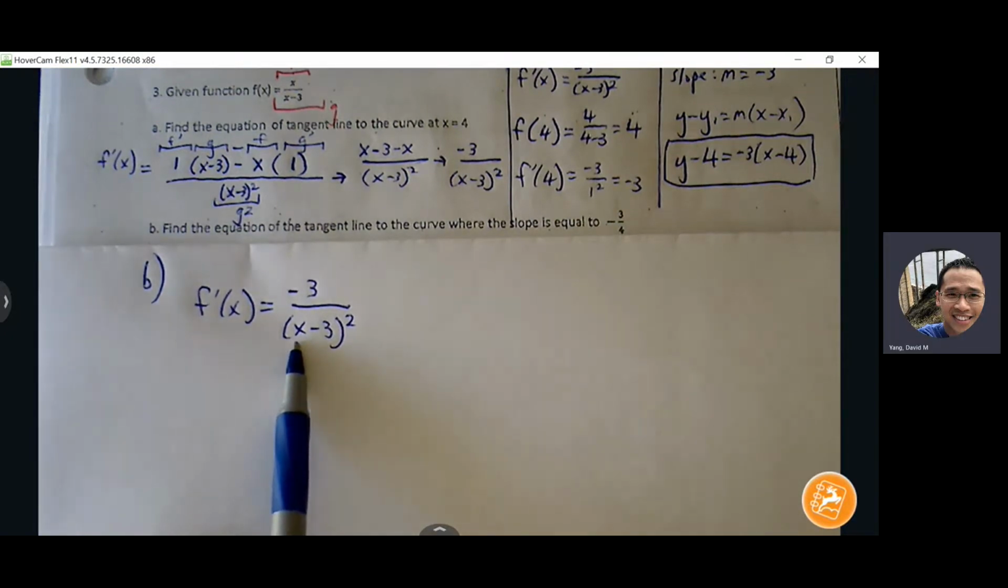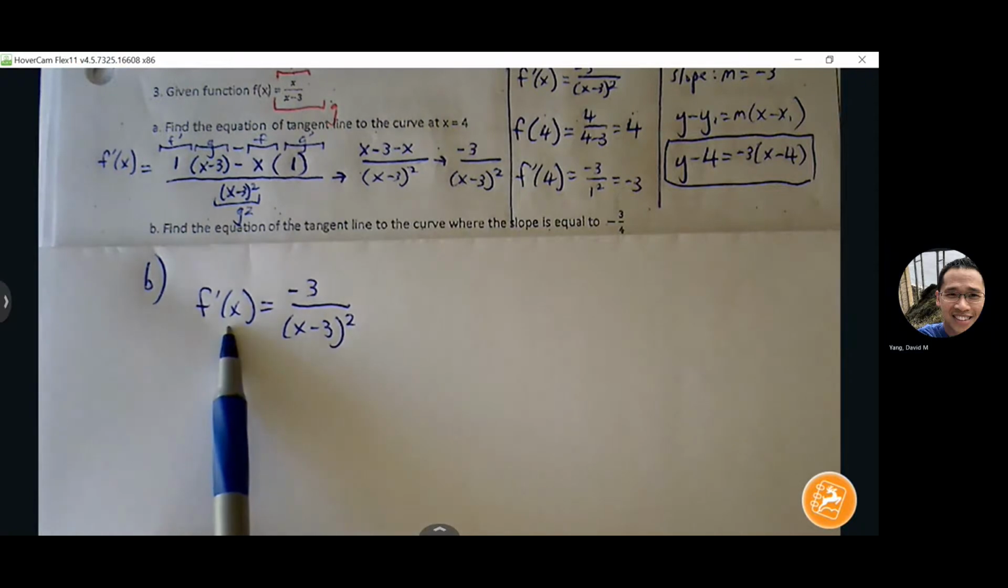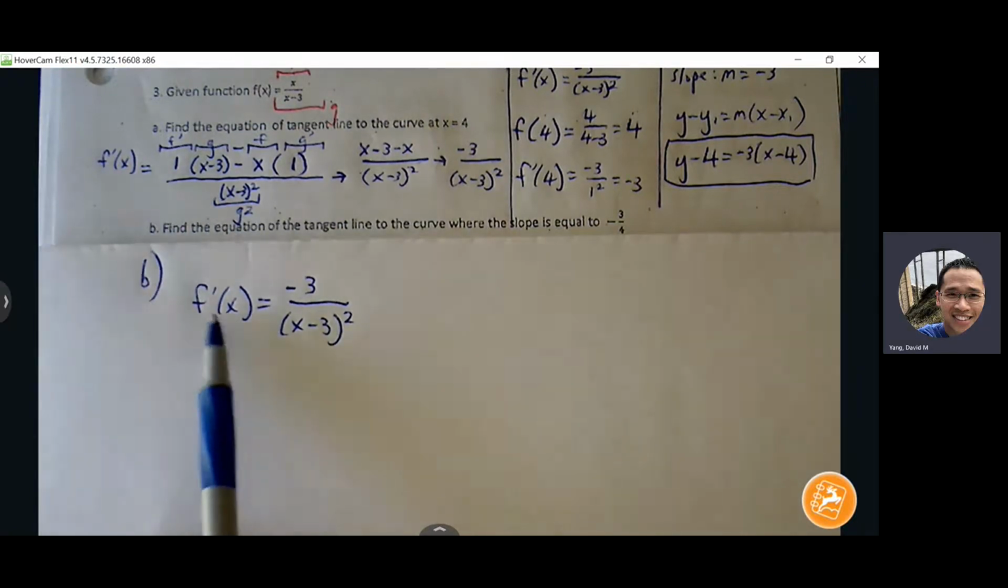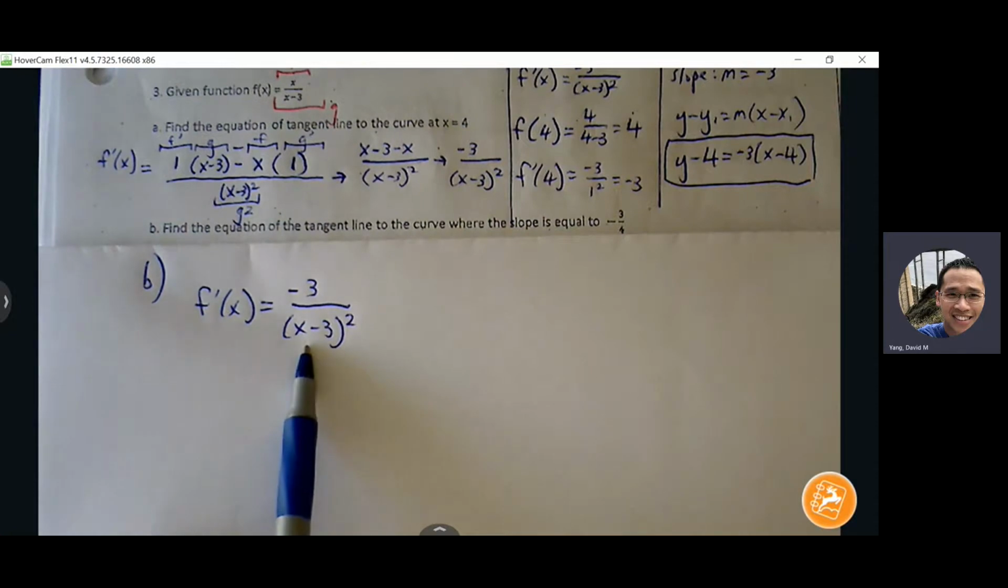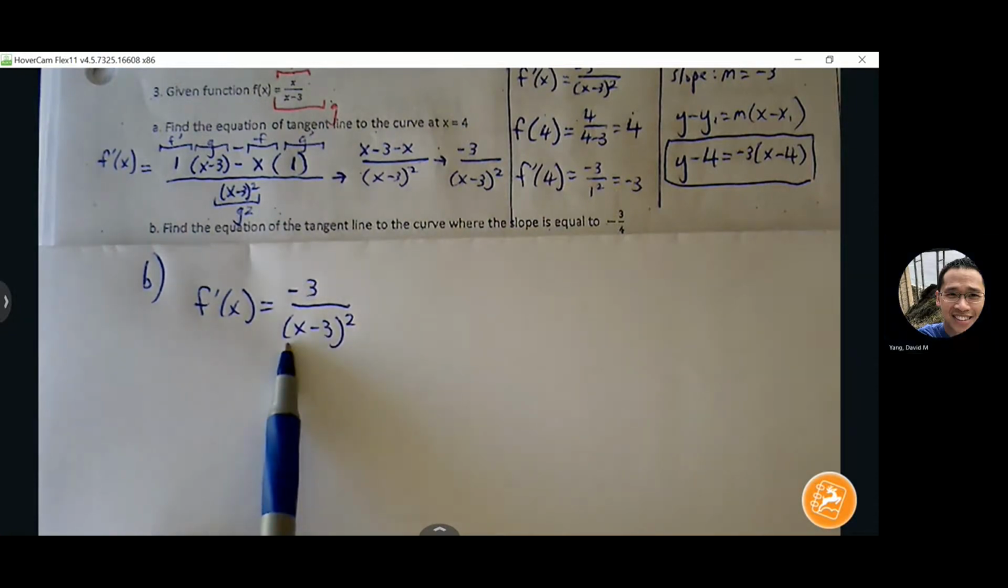Right? Remember, the derivative can do one of two things. You can either give it a location and ask for the slope. You could also go the other way around. You can give it a slope and turn around and ask for the position, right? Or ask for the location.